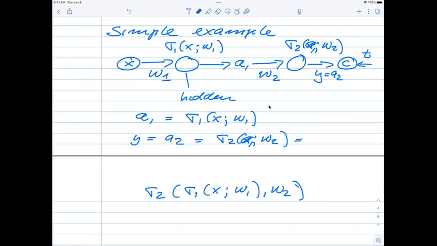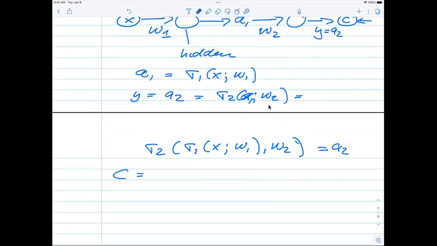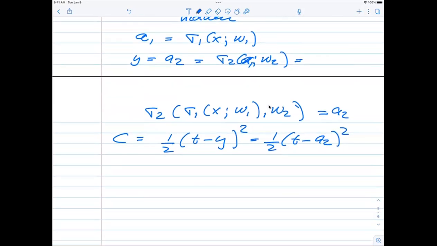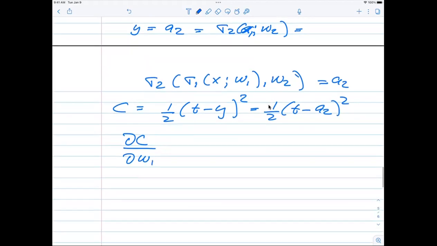So that's the output, A2 or Y, which we now want to compare with the targets. So in our case, we have a cost function, which is again given by 1/2 of (t minus y) squared, which is the same as 1/2 of (t minus A2) squared. And what we will need now, since we want to find the gradients, is dC with respect to W1, but we need also dC with respect to W2 here. So the backpropagation algorithm, which we are going to state a little bit later, is an algorithm which gives you the expressions for these derivatives.